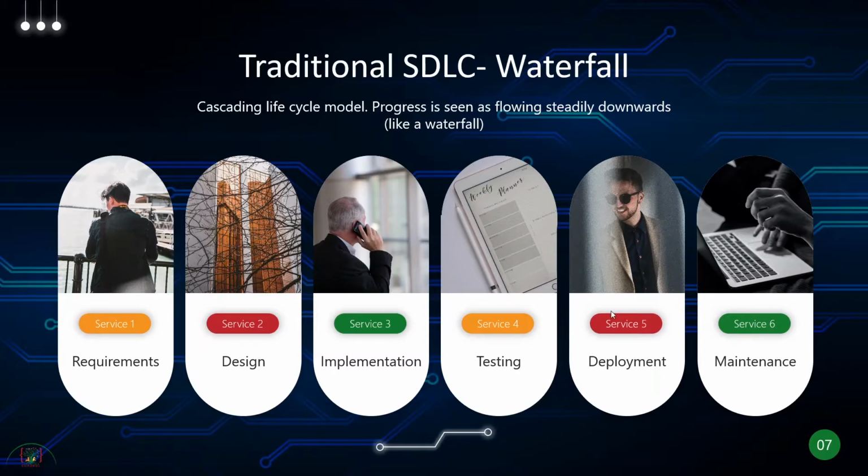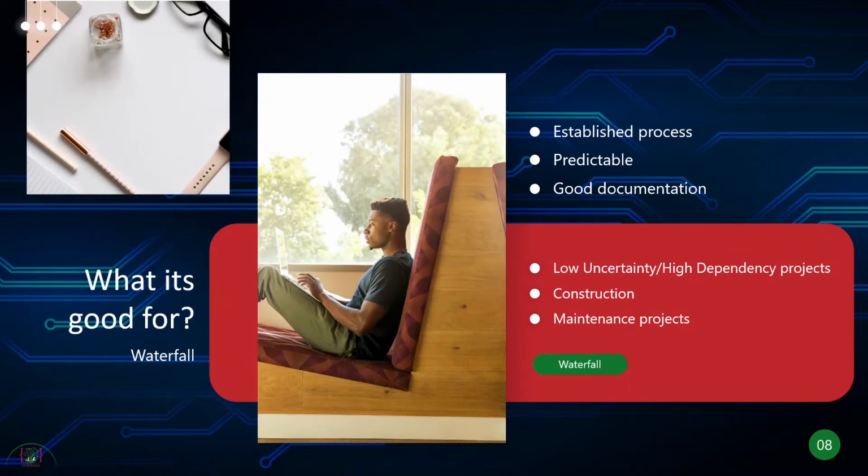Now, this slide pretty much talks about that. What is waterfall good for, right? Low uncertainty projects, high dependency projects, works very well with construction, maintenance projects, where you're doing blueprints of what you're going to build. Requirements are very well defined.